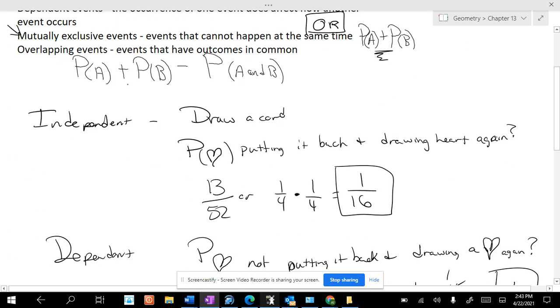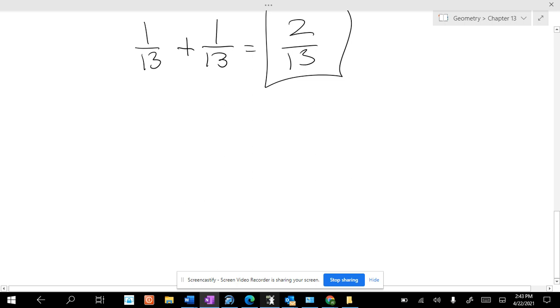Now, overlapping events are like mutually exclusive, but they have something in common. So it's an or, but you're counting something twice. Let's go back to cards again, because I know cards.